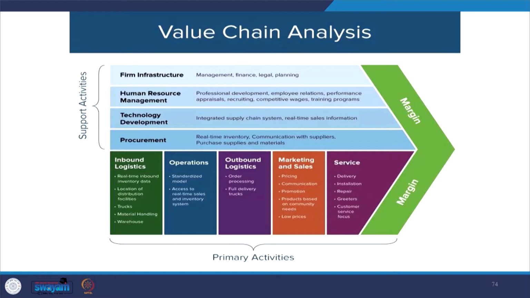So, this is a simple example of the value chain. Now, there are two things attached to the value chain: one is the support activities, and the other is the primary activities. All these things together add to the green color, if you can see here, the margin of the company. Now, what are the primary activities that a firm does? The primary activities are the inbound logistics, operations, outbound logistics, marketing and sales, and service.